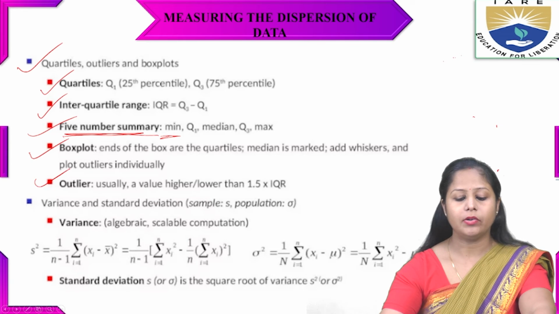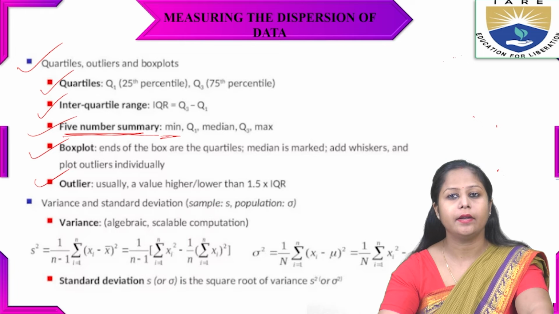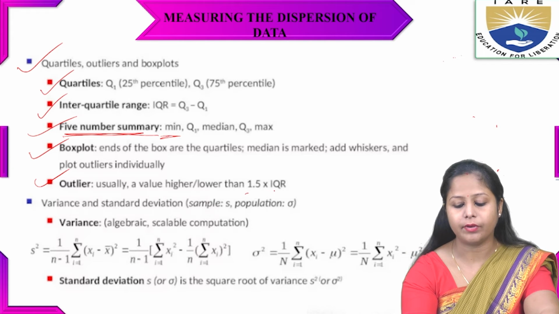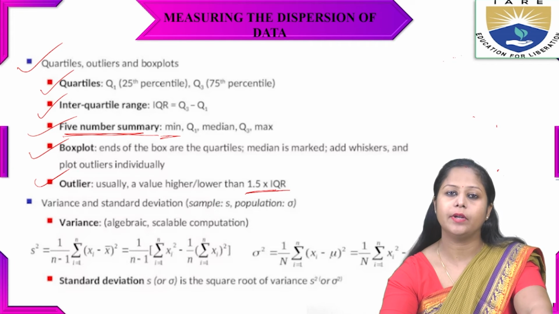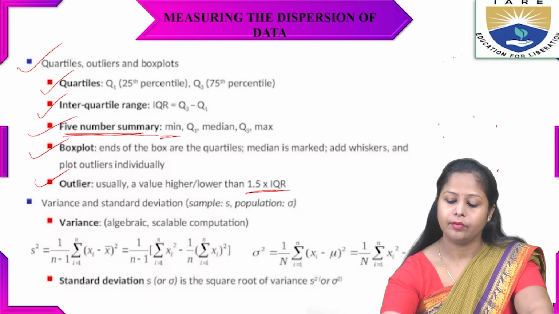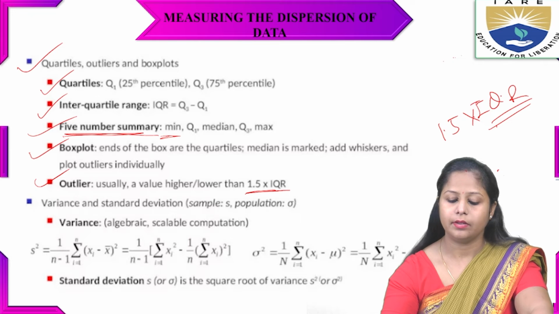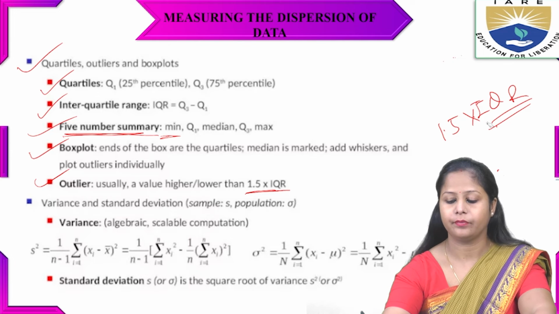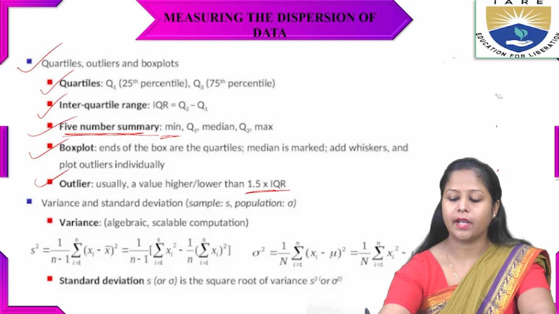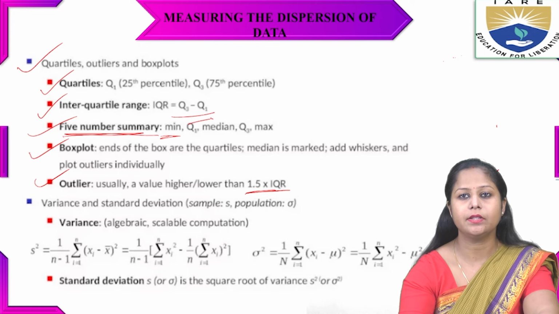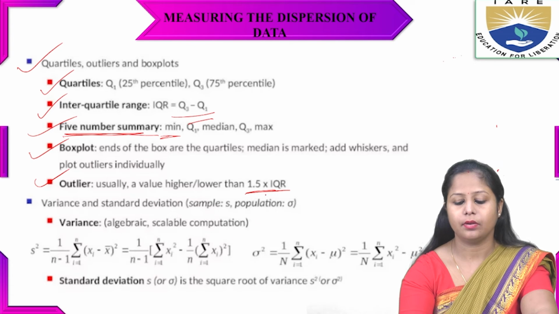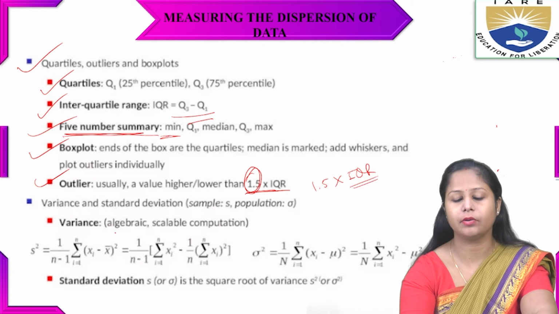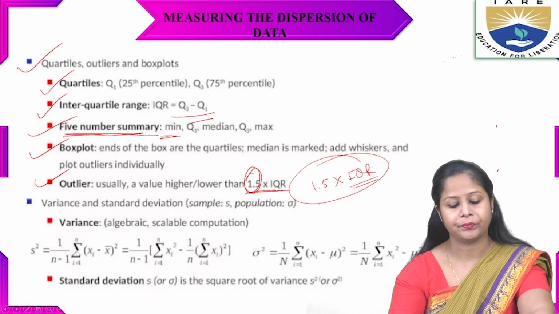An outlier is usually a value higher or lower than 1.5 times the IQR. So we can also calculate the outlier using 1.5 times the IQR, which can be lower or higher. We calculate the IQR as Q3 minus Q1, and then we multiply it by 1.5. Then we can calculate the outliers for the data set.